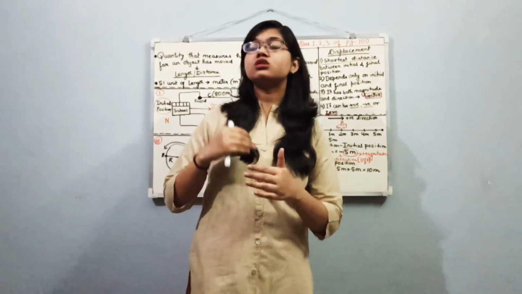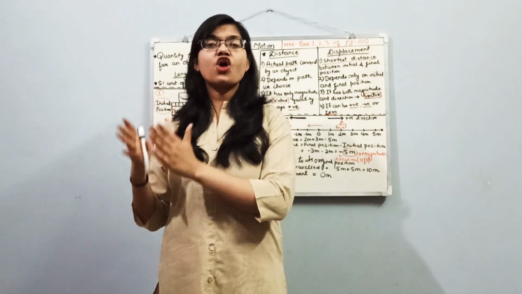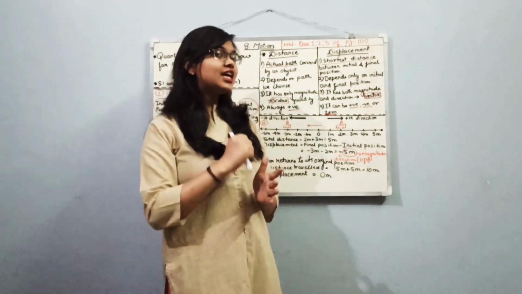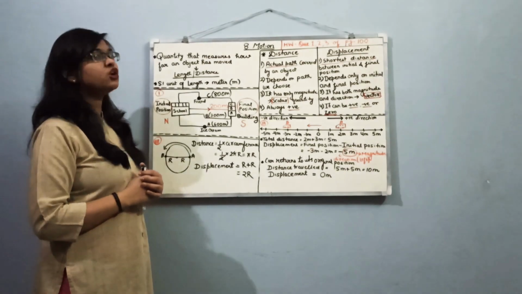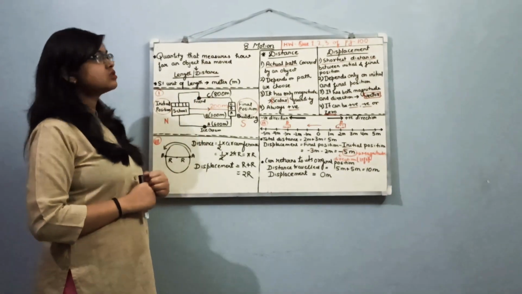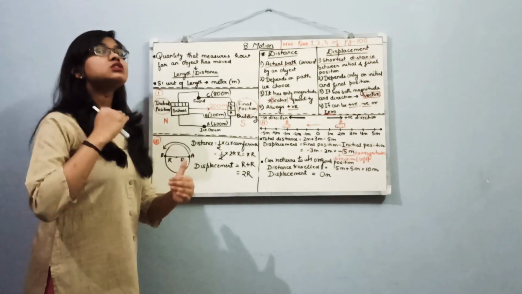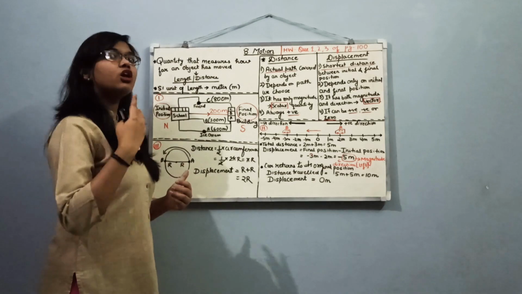This was the first thing which came to the mind of Galileo because he wanted to measure how far an object has moved from one position to another. So the quantity that measures how far an object has moved is known as length, or you can simply call it distance. There was a need for a scale to measure that length or distance.